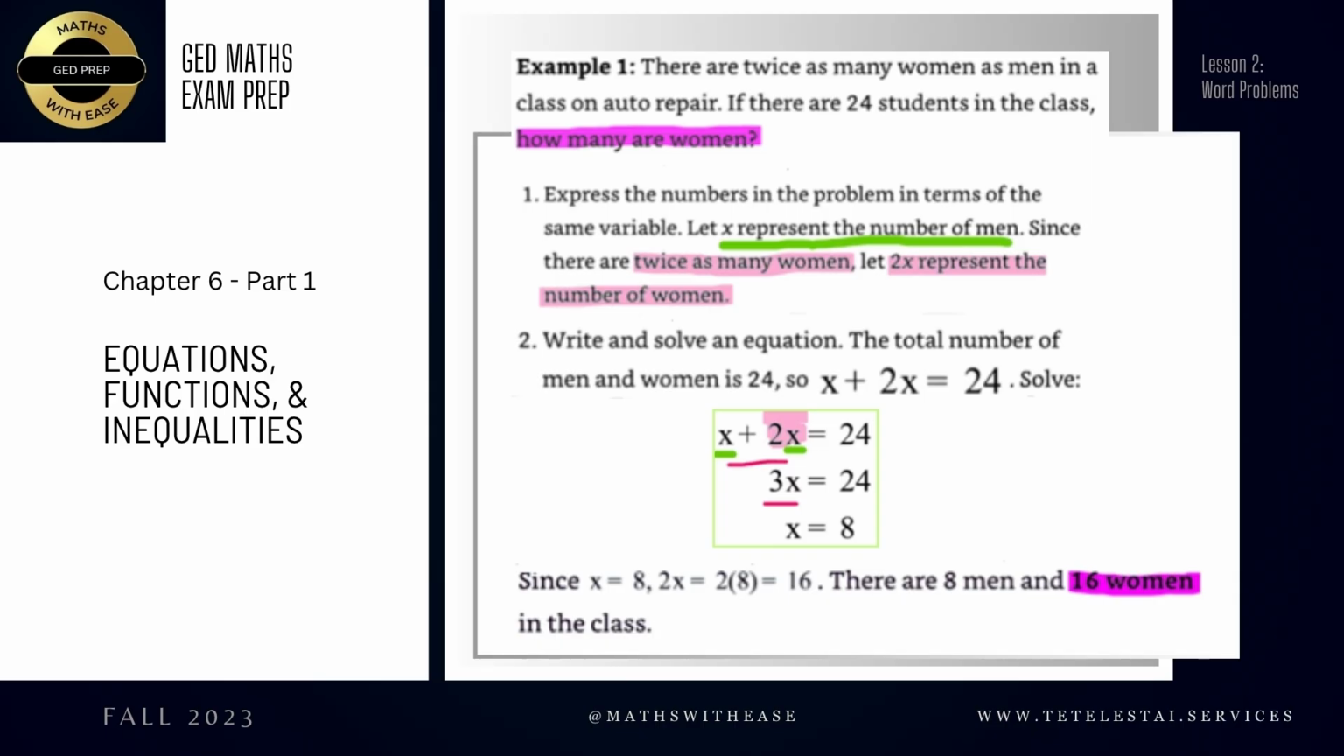And so we know that there are 8 men in the class, but the question asks us specifically how many women are in the class, right? So based on the information we found, 2 times 8, which is our solution for x, is 16. So we know that there are 16 women in the class, and 16 should be the answer that you put down for this particular problem.